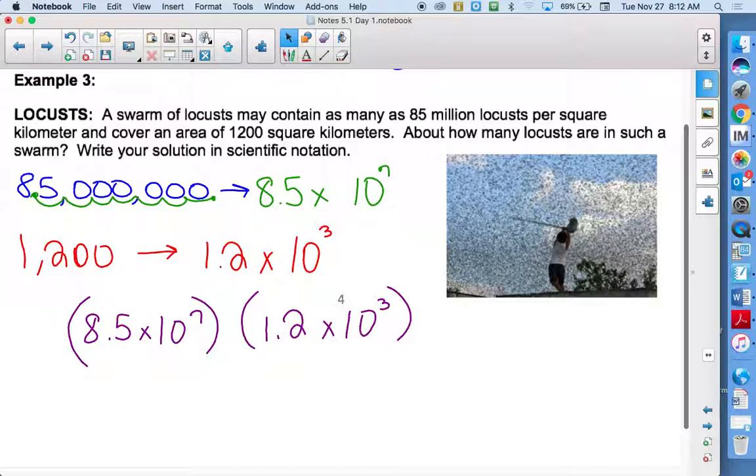So when you multiply these two together, and you'll have some homework problems that just are like this, and they'll ask you just to simplify the scientific notation. You're going to multiply the pieces that are the same, the like terms. So multiply the 8.5 times the 1.2. Abby, what is 8.5 times 1.2? 10.2.